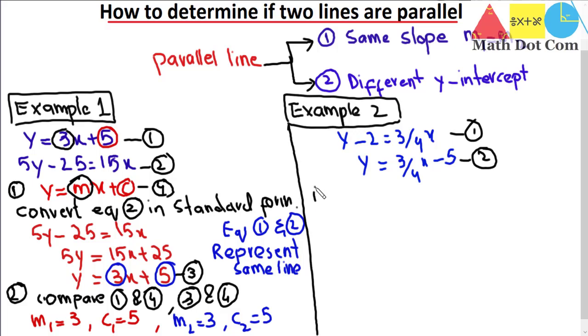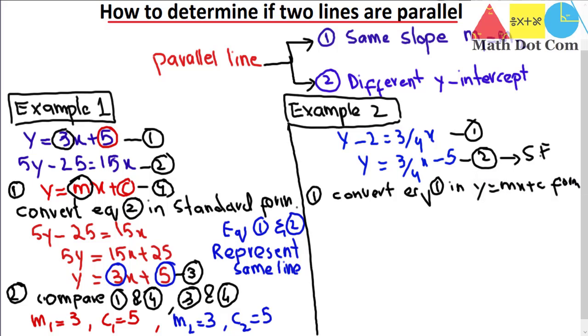So our step number 1 is we have to convert them into the standard form. As it is clear that equation 2 is already in the standard form, but equation 1 is not, so we have to convert equation 1 into the standard form, that is the y is equal to mx plus c form. So how can we do that? Let's see. We'll write it as y minus 2 is equal to 3 by 4x. What I have to do is move 2 to the other side of the equality, and it's now in standard form. So this is equation number 3.